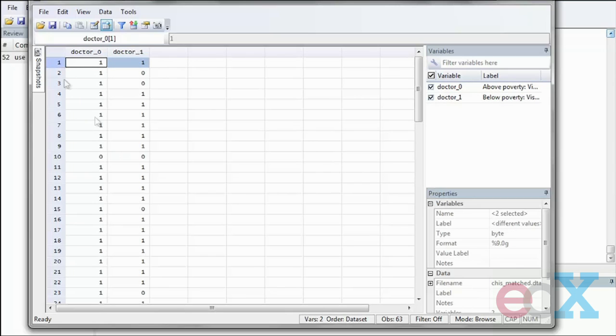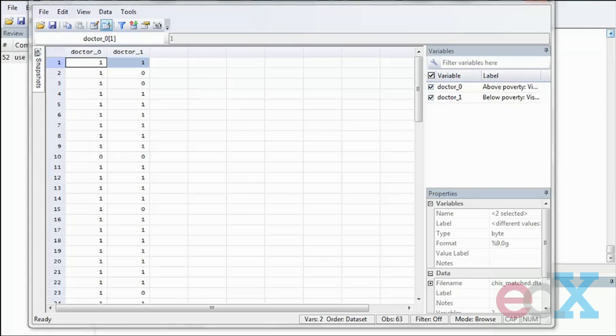So let's just look at observation 1. For observation 1, they have a 1 for Dr0 and a 1 for Dr1. So this would mean that for the individual in the matched pair who was above the poverty line, they did go to the doctor. For the one below the poverty line, they also went to the doctor. Now, if we were to look at observation 3 instead, you would see that the individual who was above the poverty line did go to the doctor. The one who was below the poverty line did not go to the doctor. So that's the basic structure of this data set that we're going to use. And so you can see that it's paired, it's matched data.